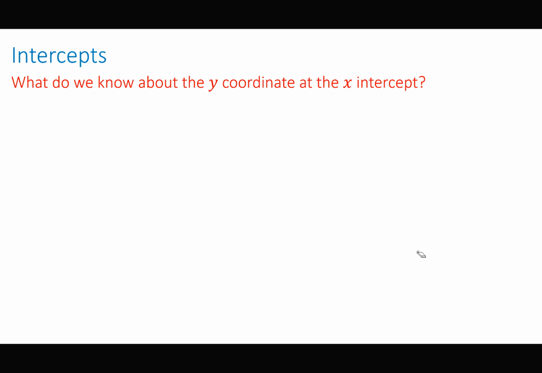Intercepts. So we did this in the warm-up. What do we know about the y coordinate at an x-intercept? An x-intercept simply means where it's crossing the x-axis. We know the y coordinate will be 0.